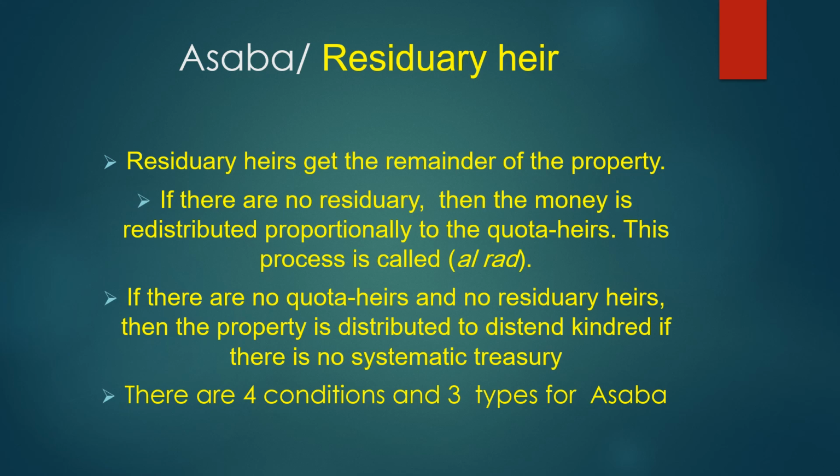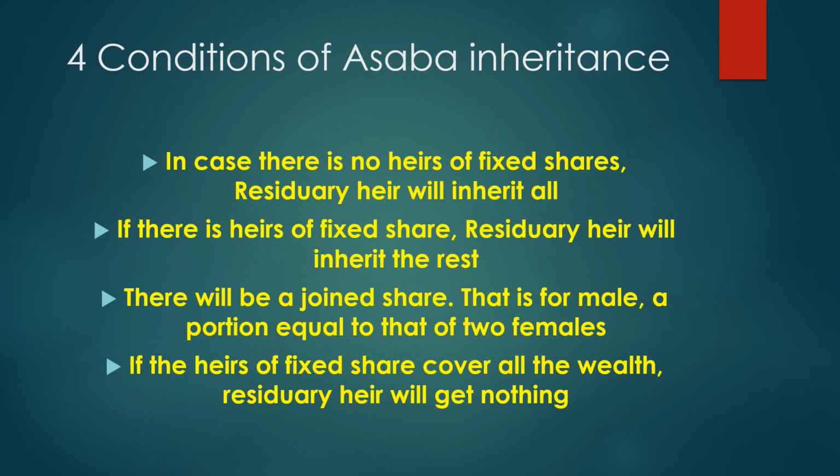And the fourth point: there are 4 conditions and 3 types for asaba. What are the 4 conditions of asaba inheritance? When asaba people inherit, there will be 4 cases or 4 conditions. Please check it. In case there are no heirs of fixed shares, the residuary will inherit all the wealth. Who are the heirs of fixed shares? The 10 members: the 4 male and all the female members out of the 10, except the mistress, as we have said.